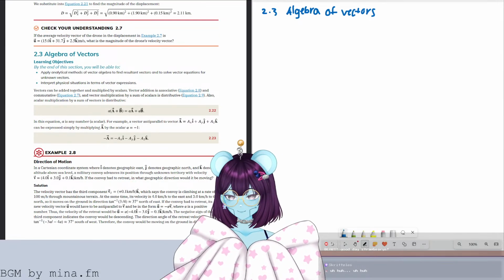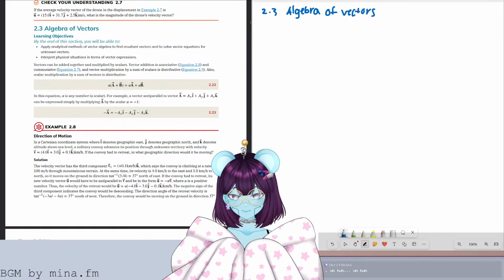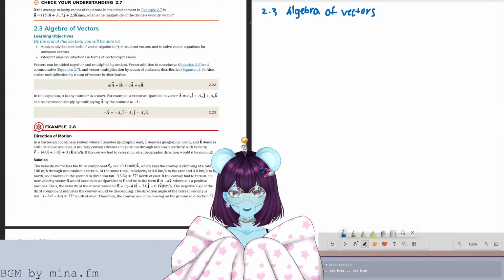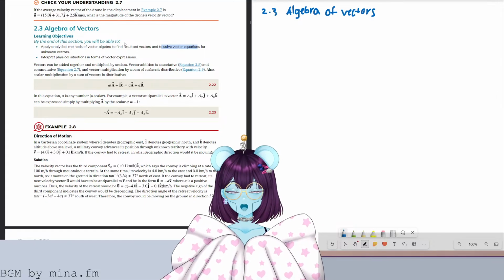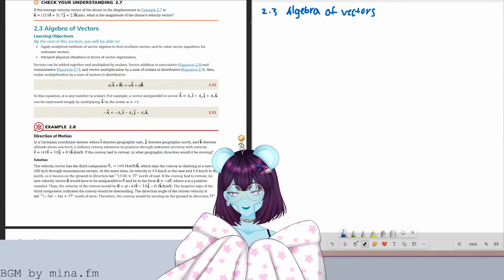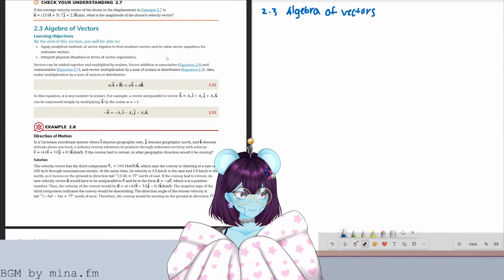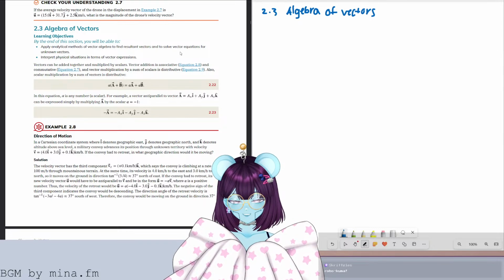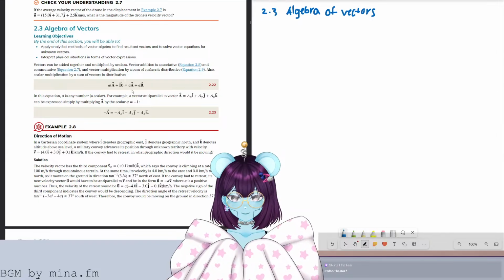Okay, well, first let's start with the algebra of vectors. So our learning objectives of today, of this section, will be applying analytical methods of vector algebra to find the resultant vectors and solve vector equations for unknown vectors. So the resultant vector is just like the result of an operation. So like if we find the displacement, we say it goes here and here, and you kind of do like the addition or whatever of it, and you find that displacement. That is the resultant vector, and then we can interpret physical situations in terms of vector expressions.